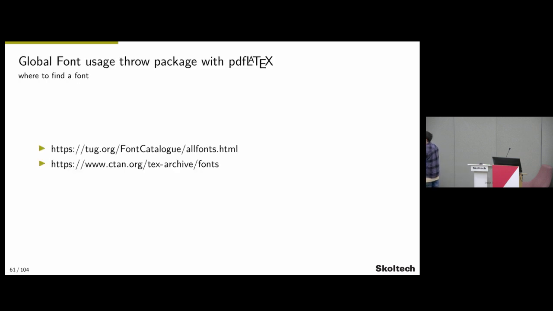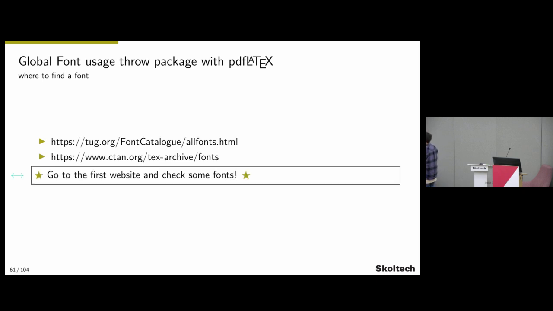Yeah, maybe Peter, can you send these links? Okay, let's have a few minutes for you to see the fonts available in PDF LaTeX. If you ever want to use PDF LaTeX, please go to the Telegram chat and try these websites and check on some fonts.